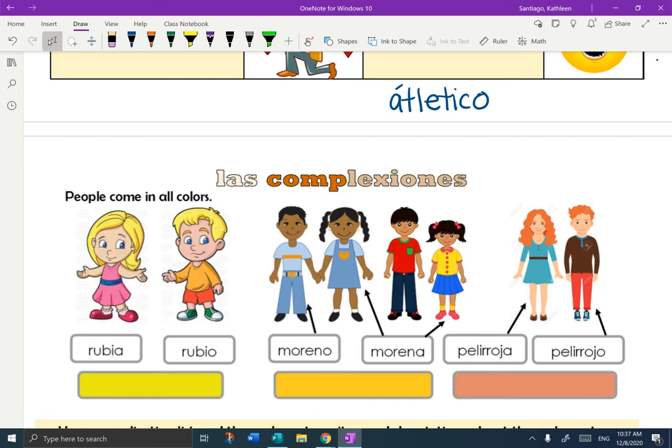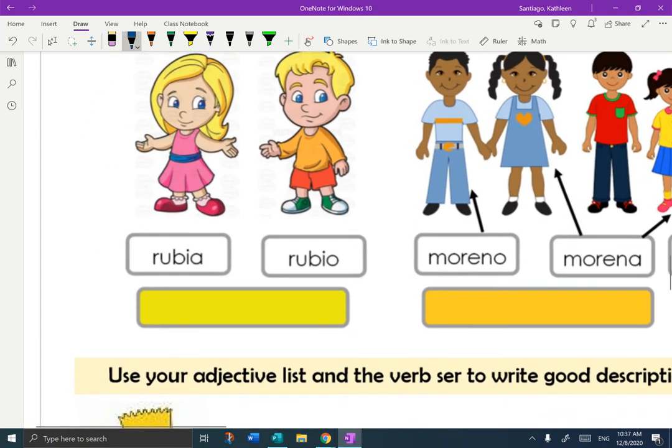Okay, there are also the complexion colors that we tend to use when we describe people physically. So rubia, rubio. Okay, they are both blonde or light complexion. So if we talked about both of them together, thinking about our plurals, they would be rubios, masculine plural for a mixed group. So rubia, rubio, together they are rubios.